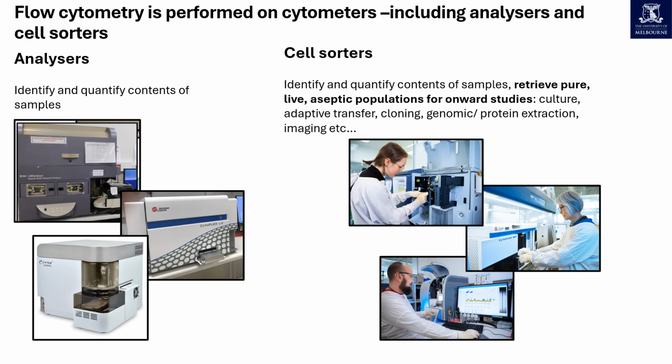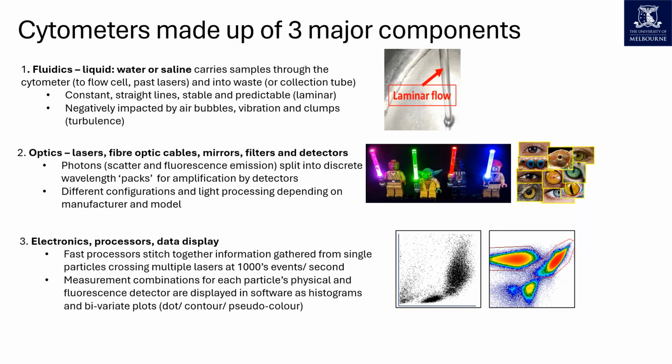Retrieved cells are frequently put back into culture for functional assays or used for adaptive transfer and transplant, cloning, imaging, and the extraction of genomic material or proteins for various omics. All cytometers are made up of 3 major components: the fluidics, optics, and the electronics and data display.